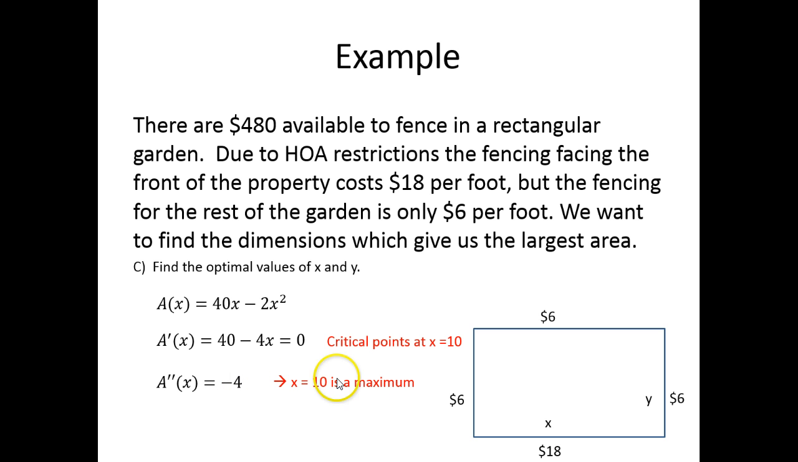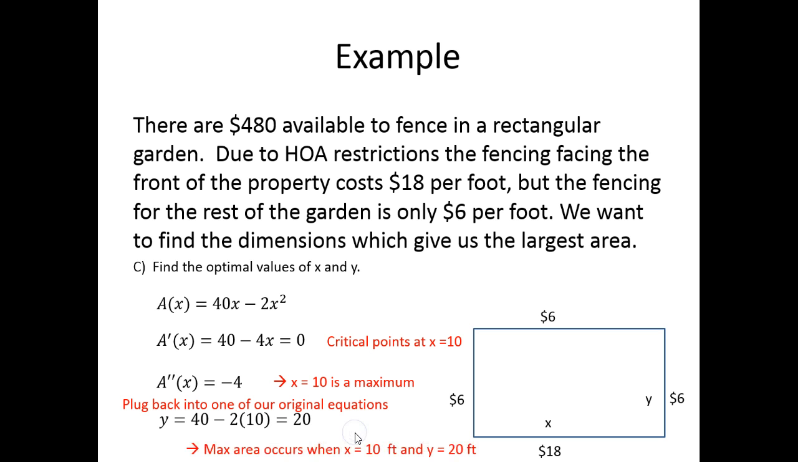Now, I know the x value. I still need the y value. We're going to take our constraint equation, one of our original equations, and plug 10 back in for x, which gives us 20 for y. So our maximum area occurs when x is 10 feet and y is 20 feet. This will give us the greatest area for the garden based on our budget.